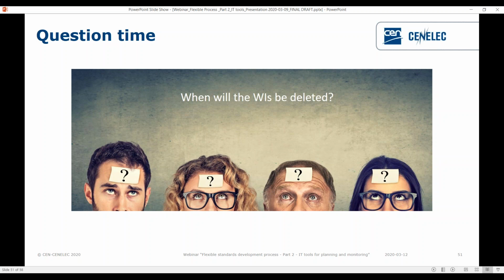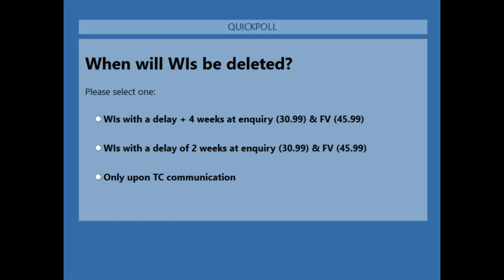And we have the final question time. When will the work item be actually deleted? Work items with a delay of plus 4 weeks at inquiry and formal vote, or only upon TC communication. So it's up to you to provide feedback.